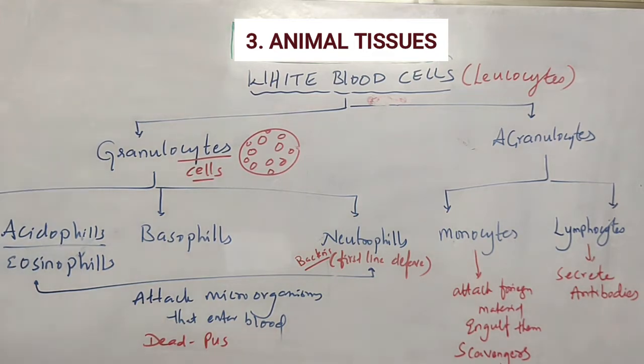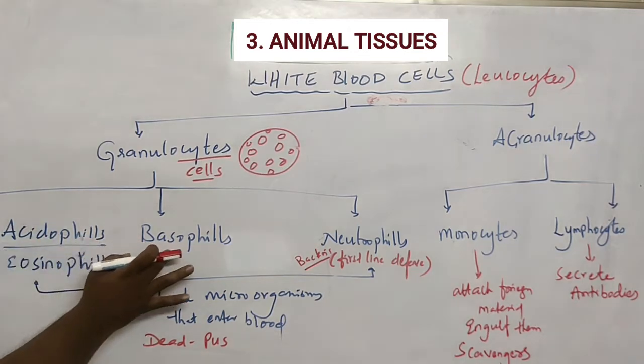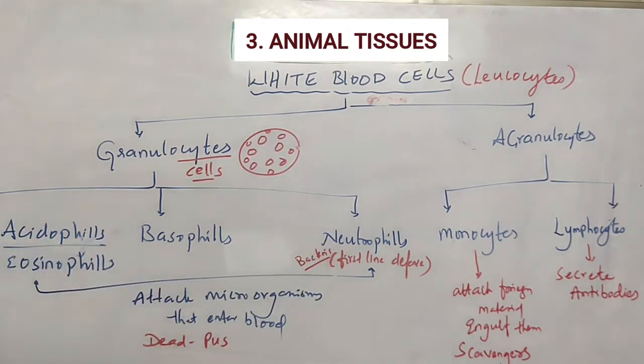The first one is the granulocytes. Granulocytes have three different kinds of cells. One is acidophils, second is basophils, and third is neutrophils. Acidophils are also called eosinophils. So what is the work of them? They will attack the microorganisms that enter our blood. If any foreign microorganism enters into the blood, it will be taken care of by the eosinophils, basophils and the neutrophils.